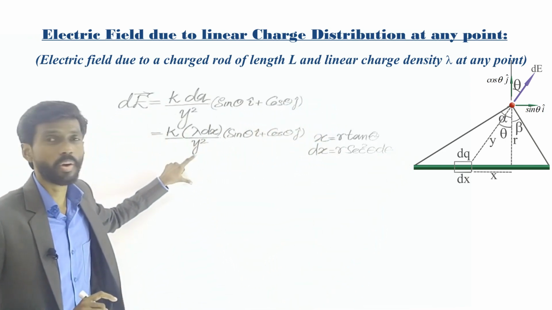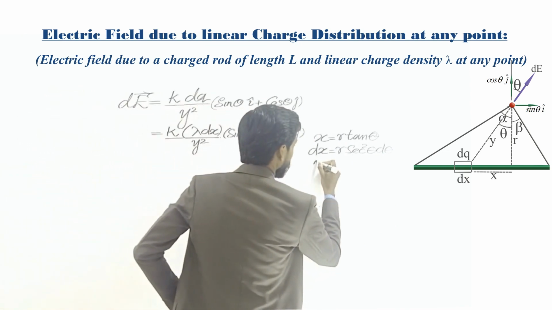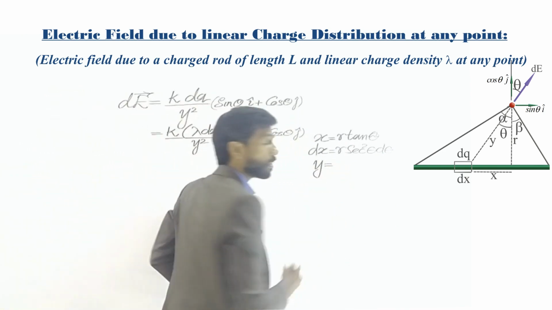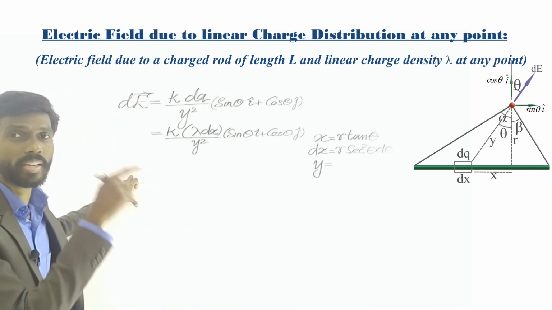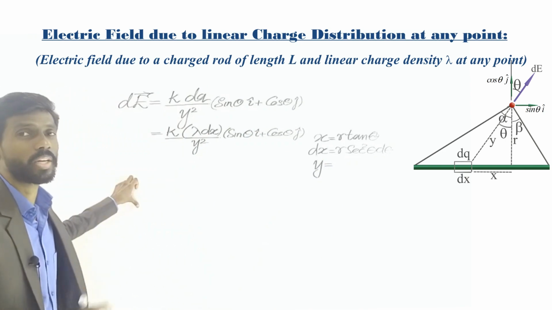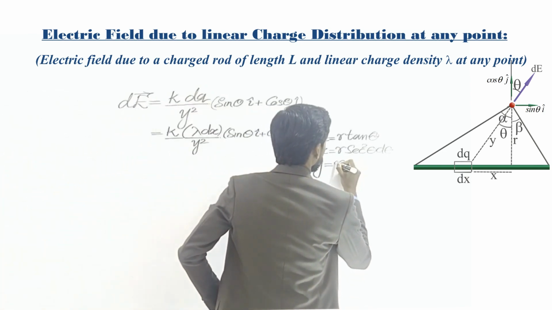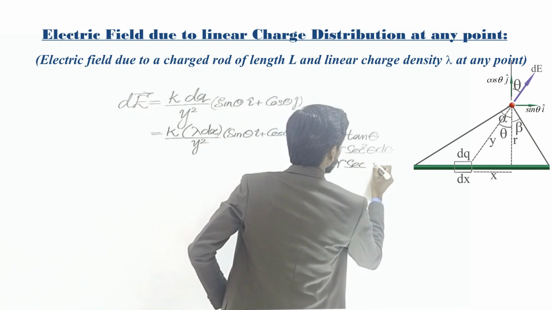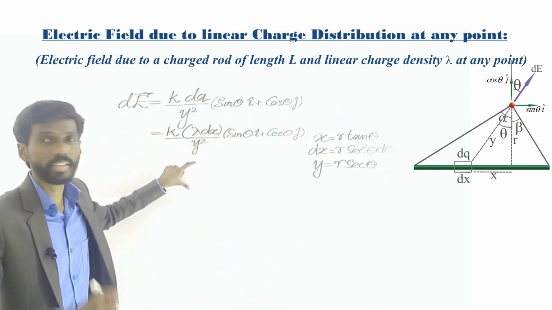Now similarly, we also need the value of y in terms of theta. So let us find it using the same right angle triangle. Take cos theta. So cos theta here is r divided by y, which means y is equal to r divided by cos theta, that is r secant theta. So that is the value of y. So we found the value of dx and y in terms of theta.